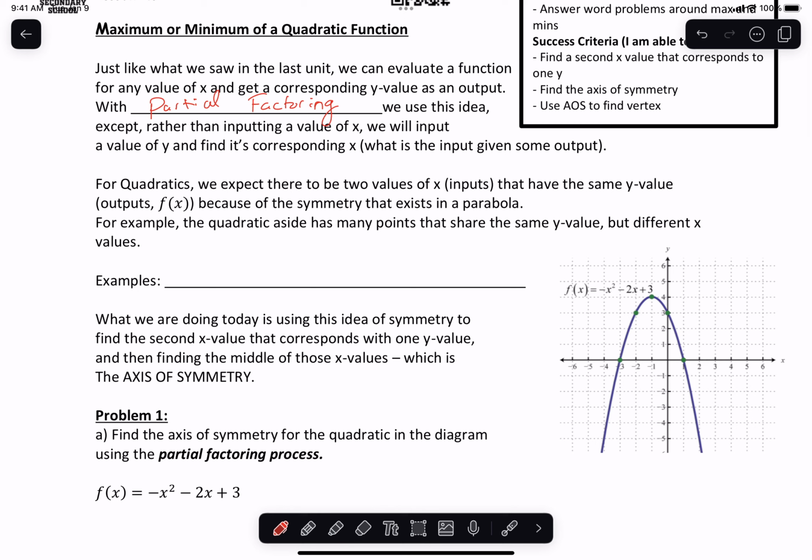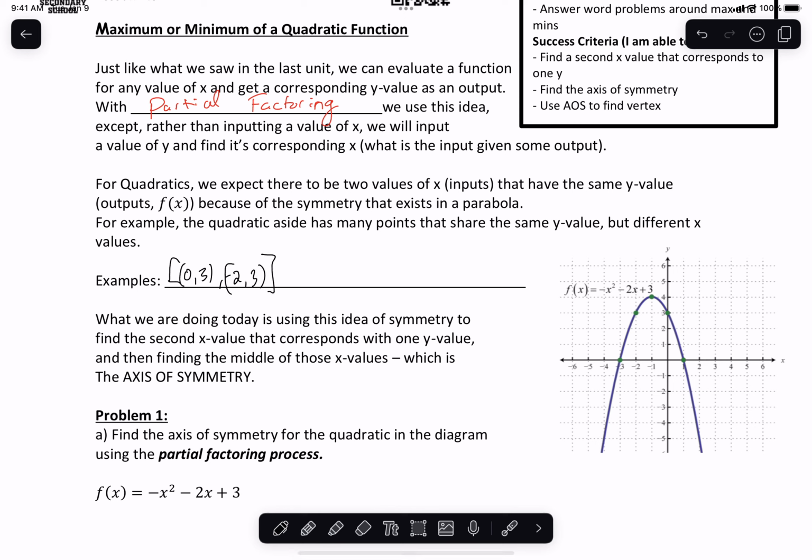What are we seeing? Some example, yeah, so 3. Is that a point? 0 and 3. Okay, 0, 3 is a good one. Now, what's another point with a y value of 3 on that graph, Ben? Negative 2 and 3.